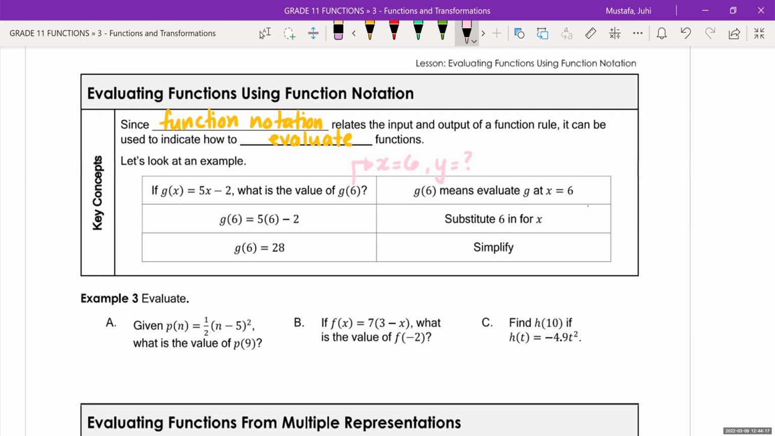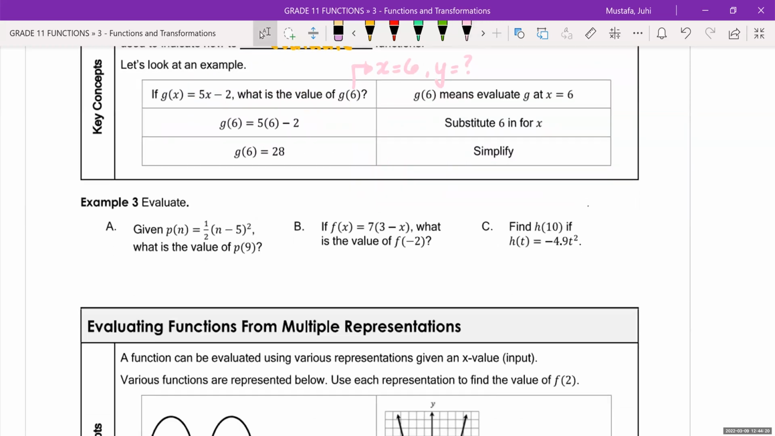Let's practice doing this. So example number 3, given P of n is equal to a half n minus 5, what is the value of P of 9? So what this question is really asking is, when n is equal to 9, what's the output going to be? So the way I would write this is P of 9 is equal to, and wherever I have an n in my equation, I am going to replace it with a 9. So a half stays the same. n minus 5 is now 9 minus 5, and then the square still stays the same.